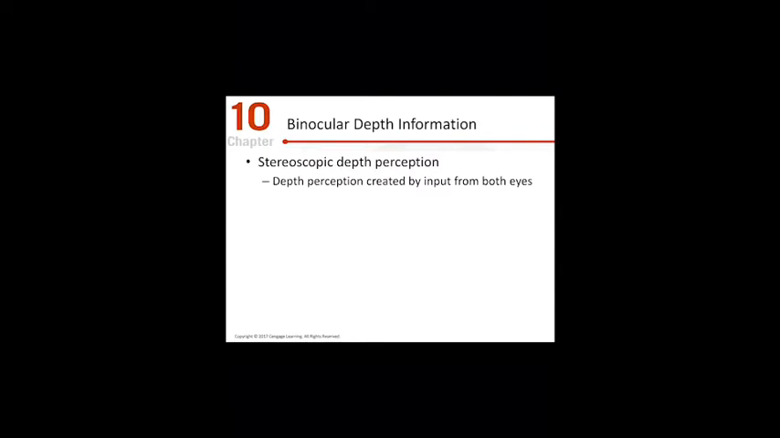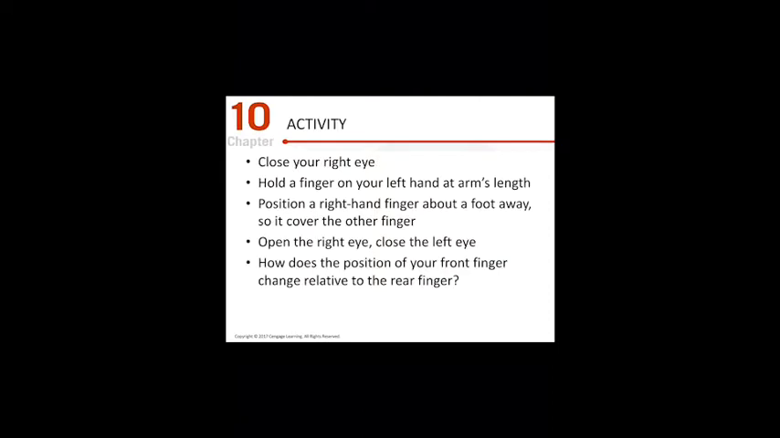So binocular depth perception is where we're getting depth perception that's created from input from both eyes. And we call this stereoscopic depth perception. And we're going to do a quick activity to kind of demonstrate this. So you're going to close your right eye. You're going to hold a finger on your left hand at arm's length. Then you're going to position one of your right hand fingers about a foot away so that it covers the other finger. So remember, you've got your right eye closed, so you're only looking at this with your left eye.